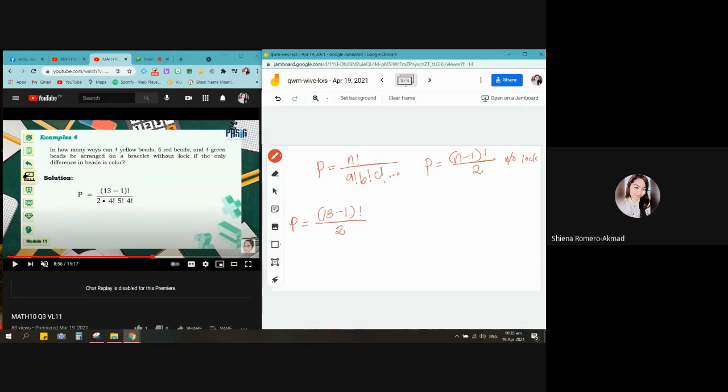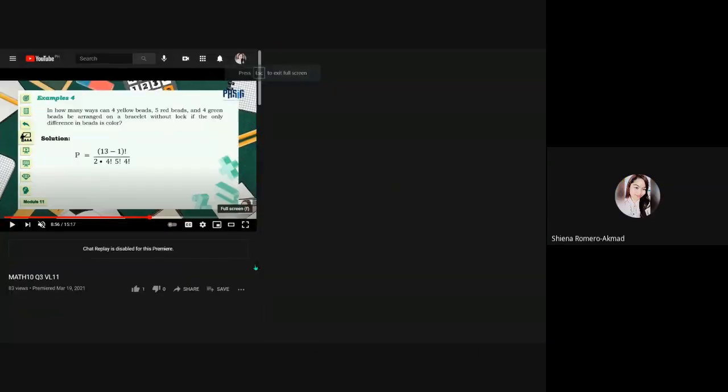since nakita natin na merong pare-pareho, which is pare-pareho yung color ng 4, which is yellow, 5, red, and 4, green, dinivide din natin siya dun sa number of same colors, which is 4 factorial times 5 factorial times 4 factorial. Kaya nagkaroon tayo ng denominator na 4 factorial, 5 factorial, and another 4 factorial. Malinaw to? Yes po. Sana all may sumagot.